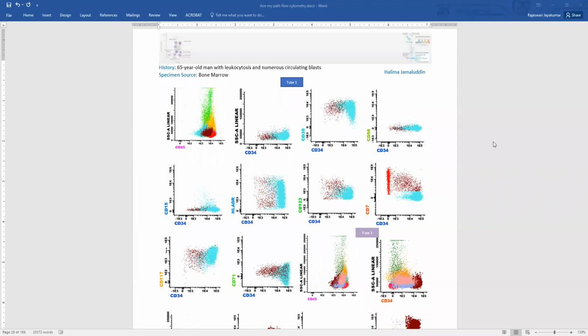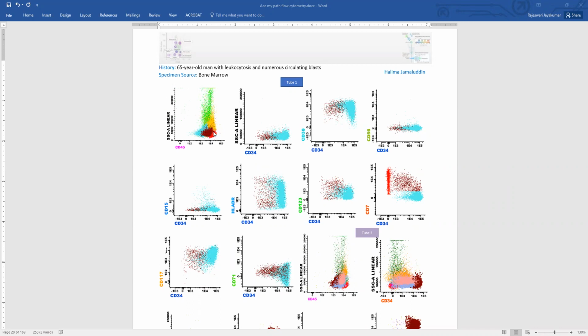Hello everyone. We are now going to go over the bone marrow flow cytometry from a 65-year-old man with leukocytosis and numerous circulating blasts. Let's start with CD45 versus side scatter. The population painted in red are the lymphocytes, which express the brightest CD45 with low side scatter.